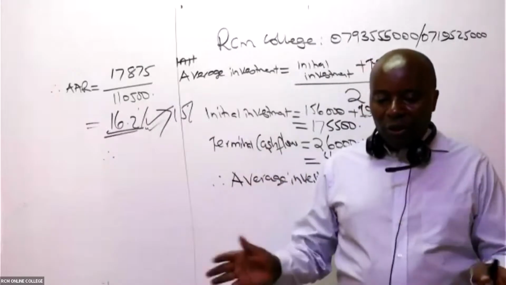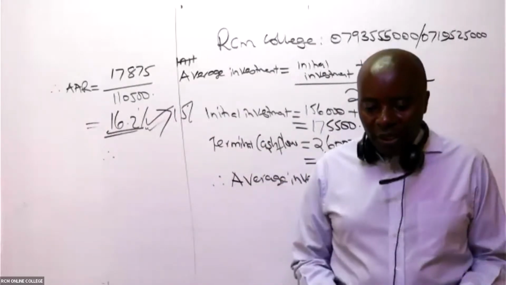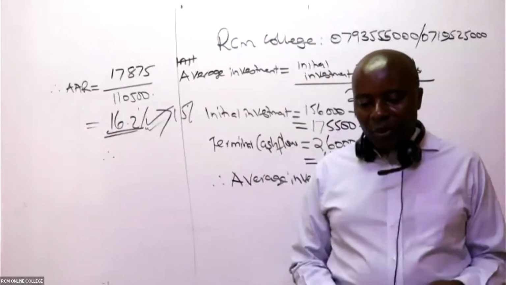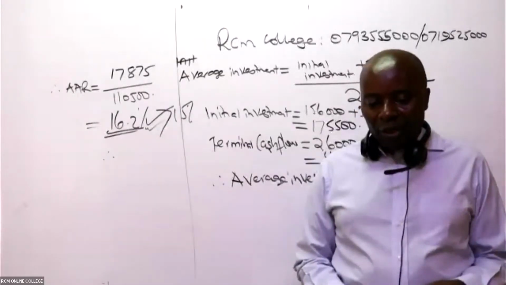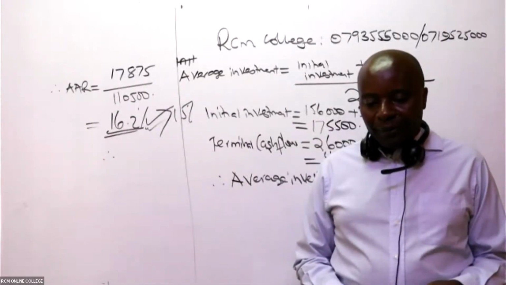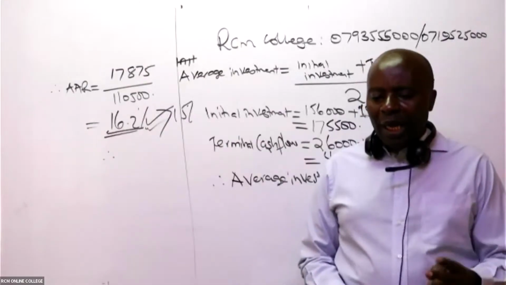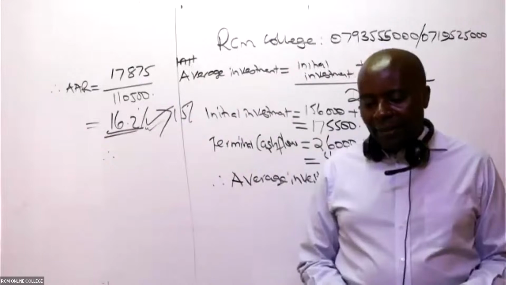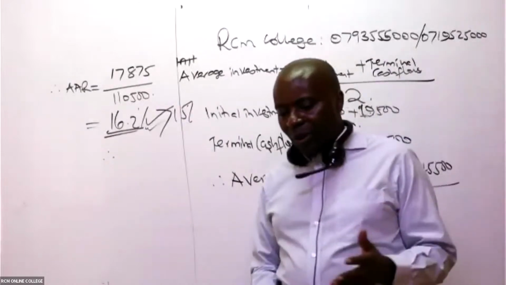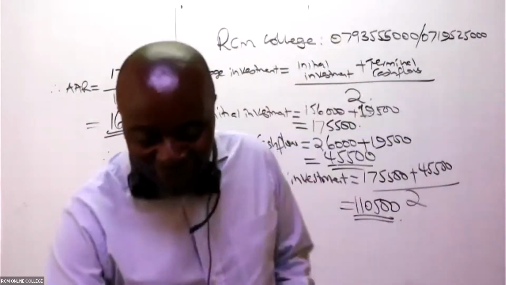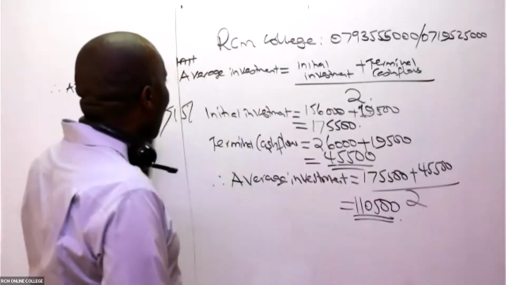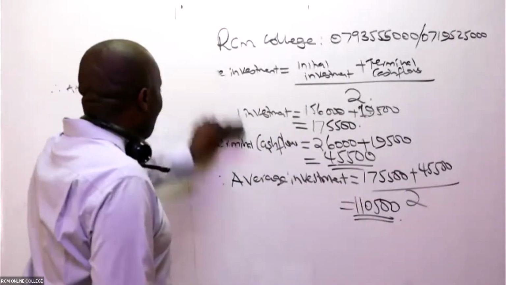Shall we be able to get all the marks under accounting, average accounting rate of return? Waiting to get feedback from you. It's only 2 students. That means I'm a very bad teacher. Students are not able to understand. Thank you so much. We should be able to appreciate this.